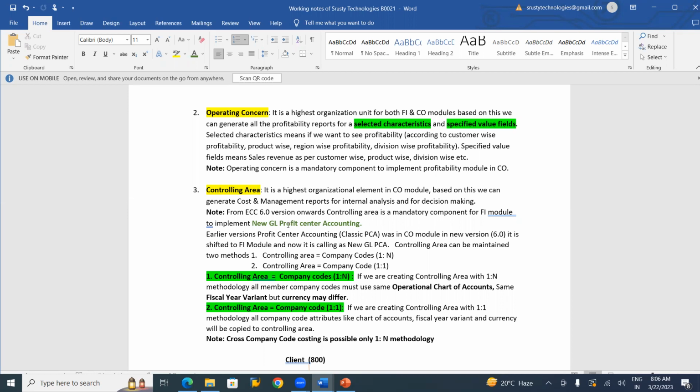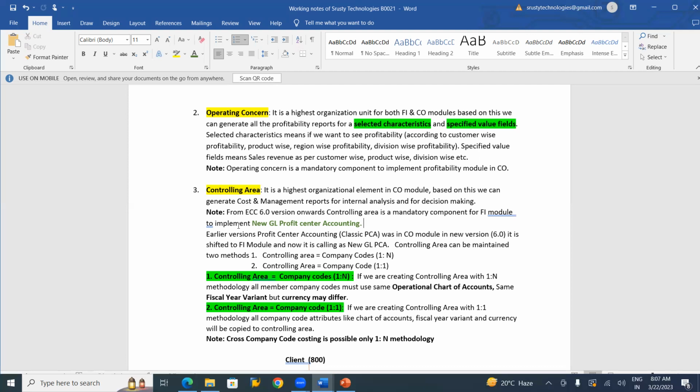Most of the consultants I saw in our consulting still have hands-on experience, but even they have a lot of confusion while implementing the new GL concept. But here in practice, we are going to do it step by step, clearly, how we need to do the configuration and how we need to understand the complete profit center hierarchy end to end.